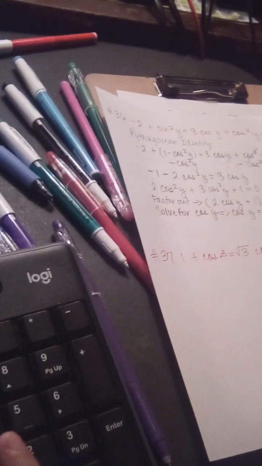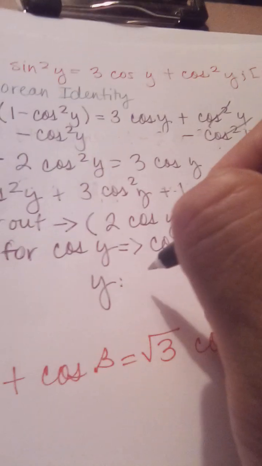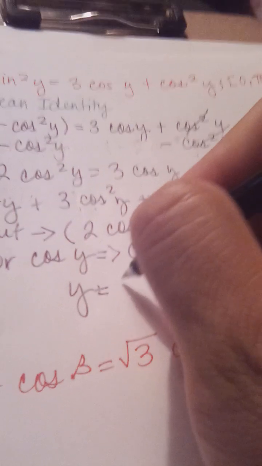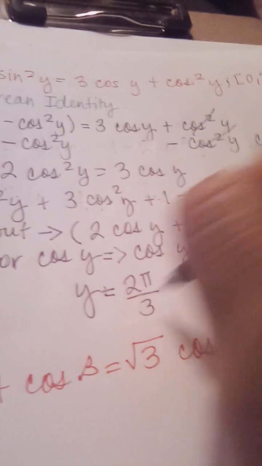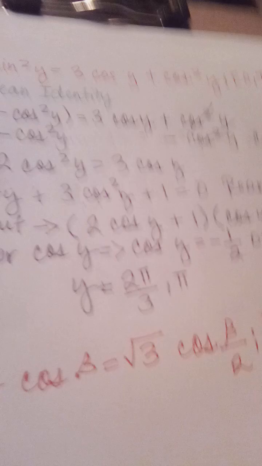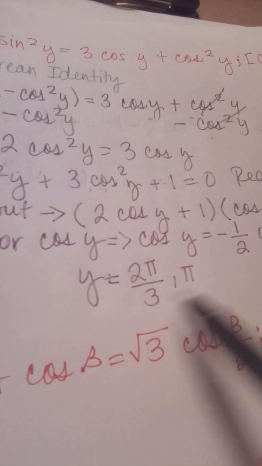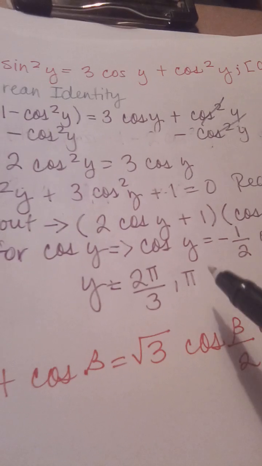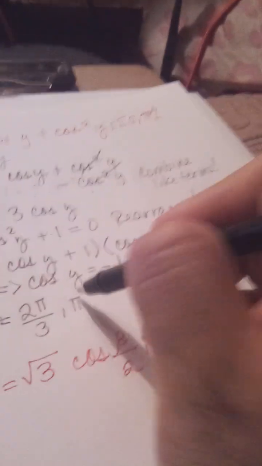Give me a second. The final answer, the solutions to the final one, is this: y equals 2 pi over 3 and pi. That's our answer. Because due to this 1/2, let me see what 1/2 looks like. Give me a second.